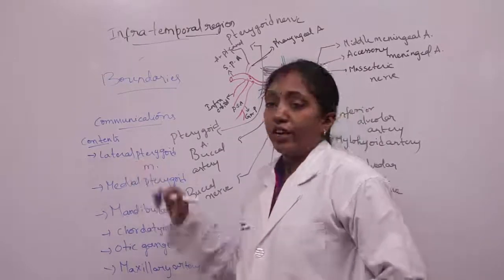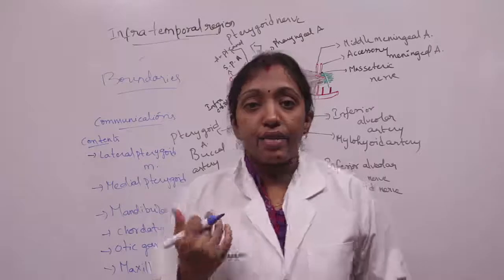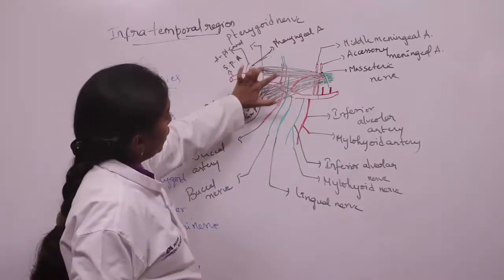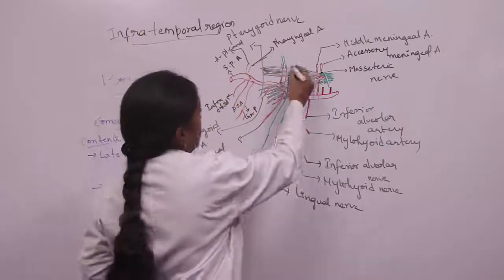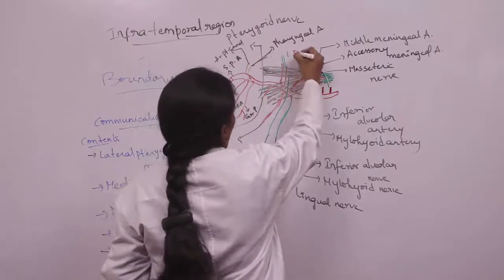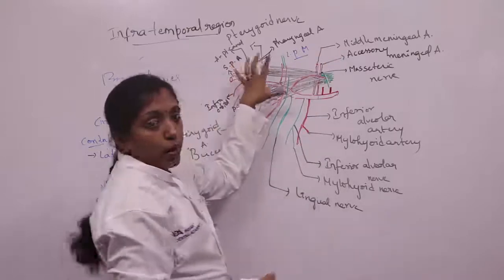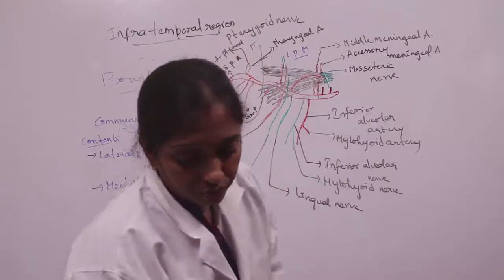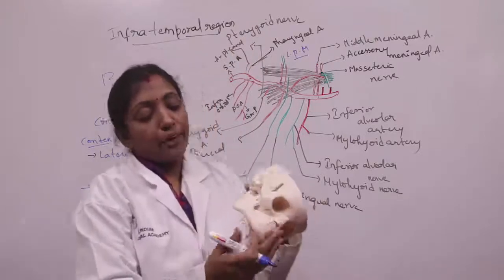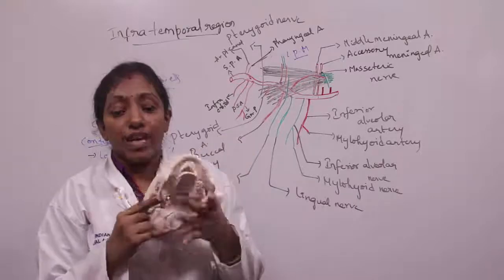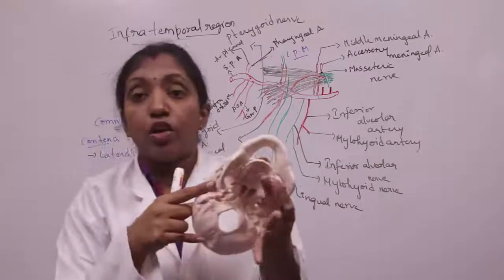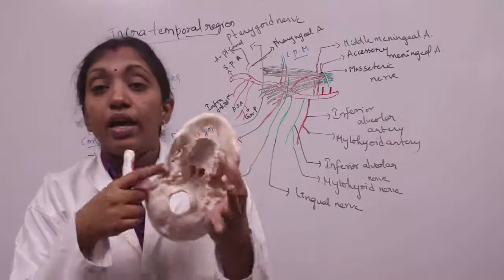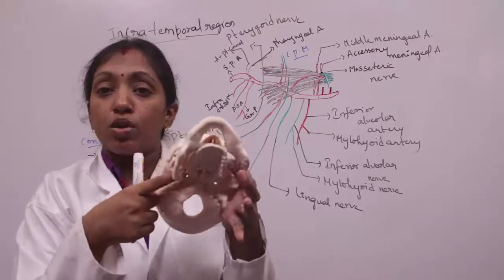Coming to the lateral pterygoid muscle, it arises by two heads, upper head and lower head. This is the lateral pterygoid muscle. The upper head arises from the infratemporal surface and infratemporal crest of the greater wing of sphenoid. So this is the infratemporal surface and here is the infratemporal crest of the greater wing of sphenoid. This is the origin of the upper head.